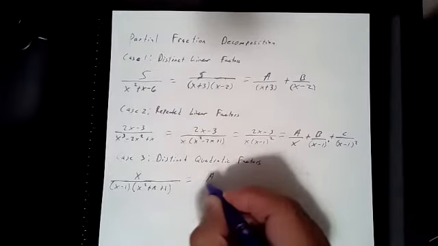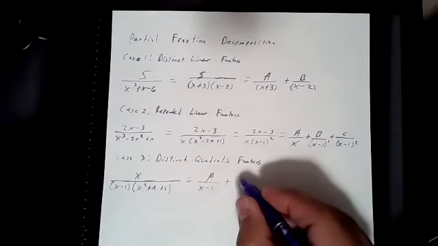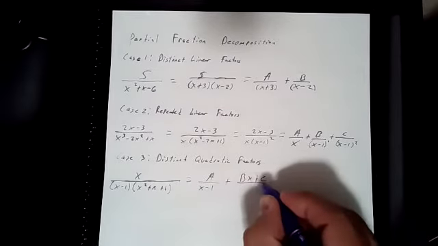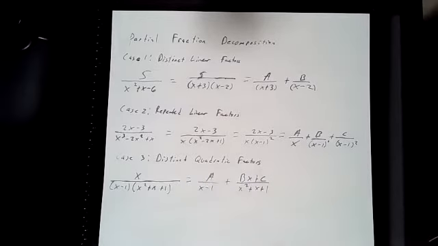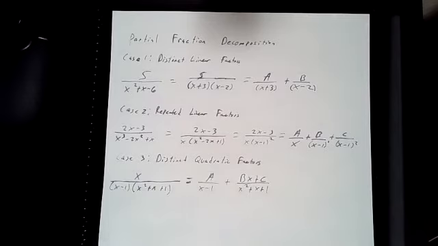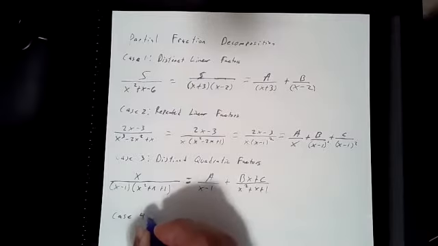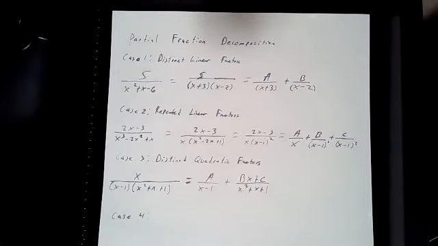The first one is the same deal, right? It's still A over x minus 1. The second one, you have to write it this way. You write Bx plus C over the quadratic term you cannot factor. That's the rule for this scenario, this case. Okay.